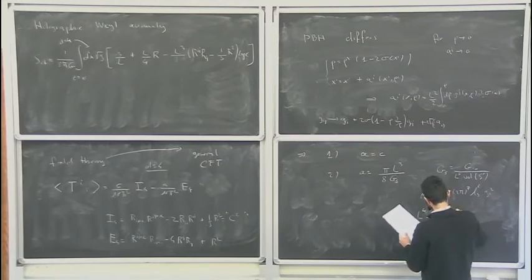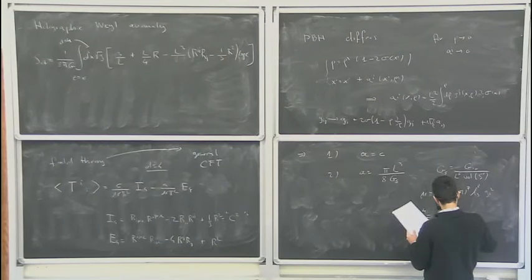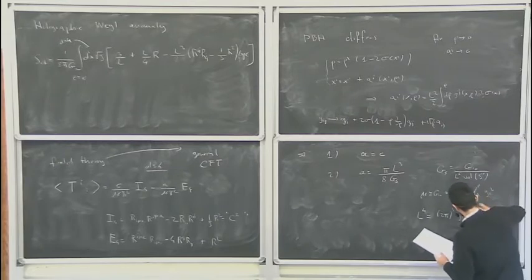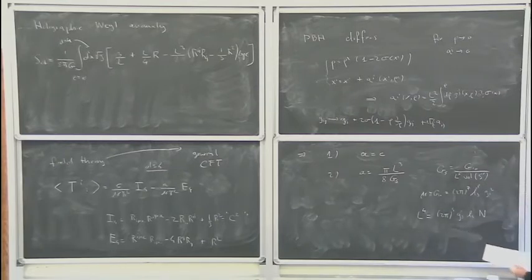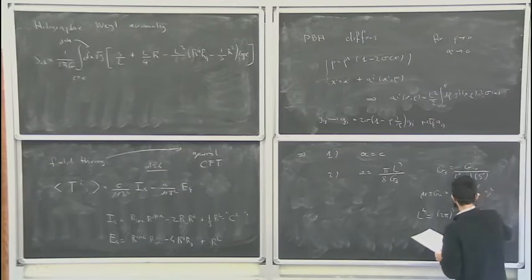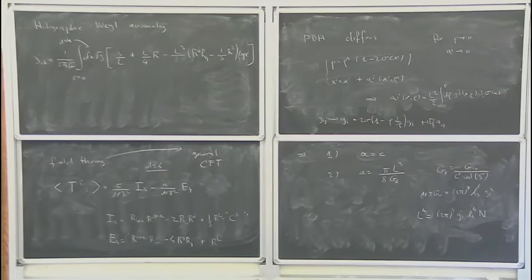2π to the 4, g_s, l_s to the 4th, and, sorry, l_s to the 4. Yes, l_s to the 4. All right. Now you have all the ingredients.